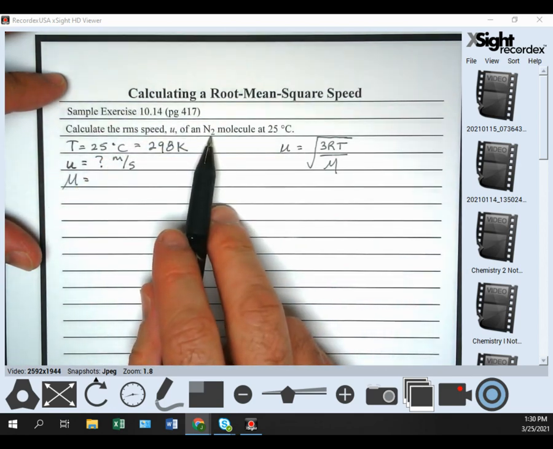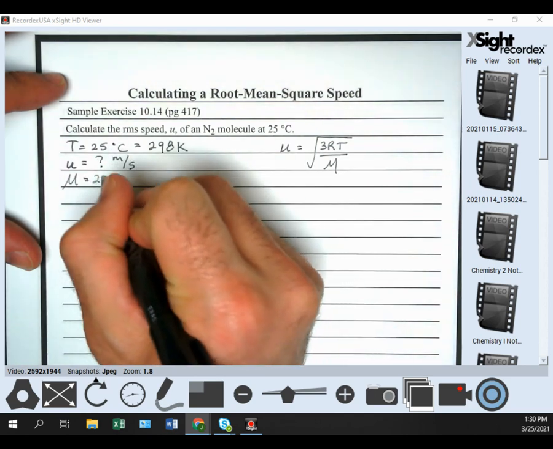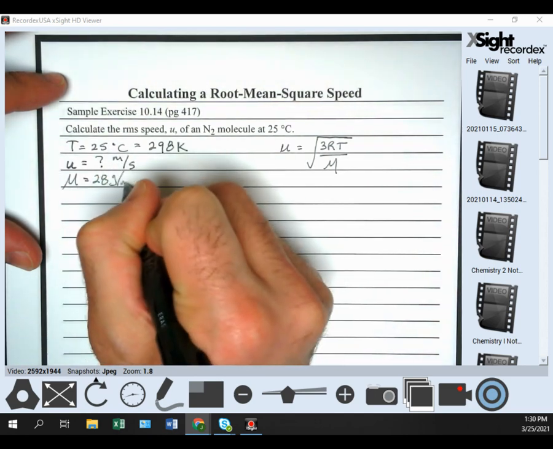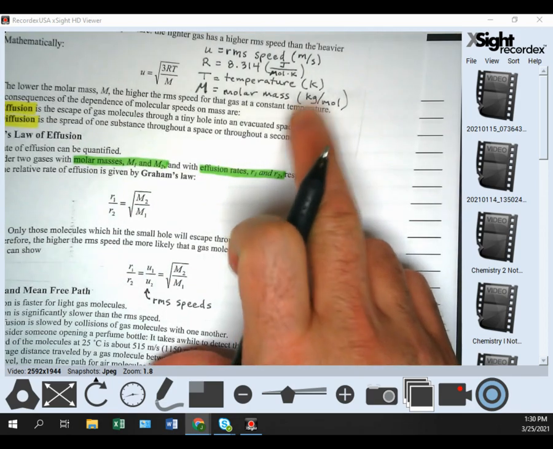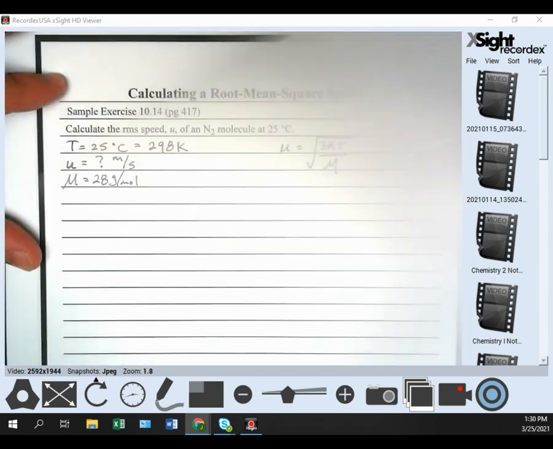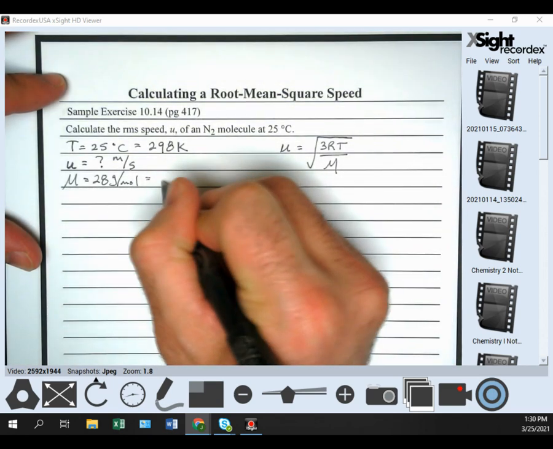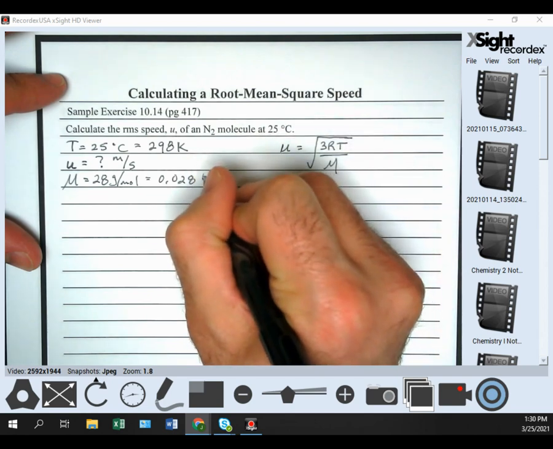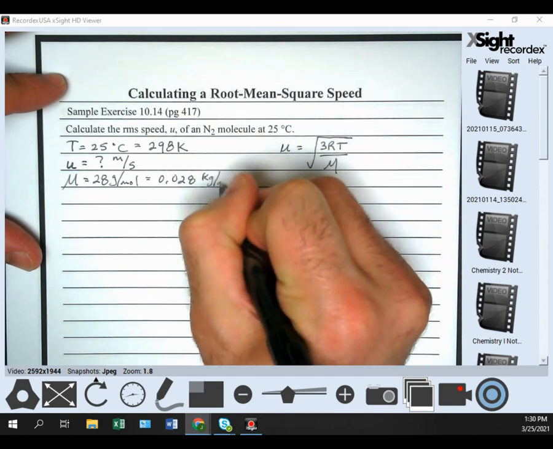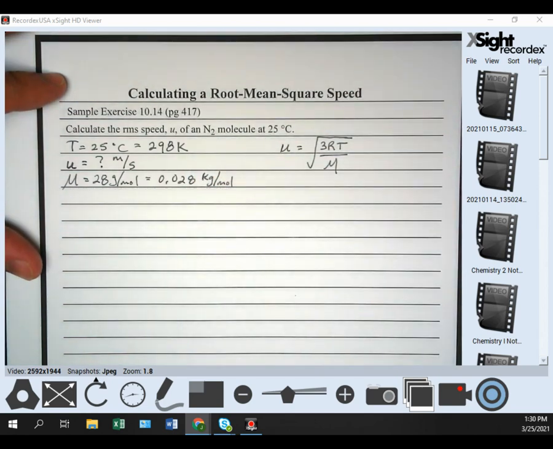So the molar mass for N2, yep, is 28 grams per mole. But remember, we want that in kilograms per mole, right, for this specific equation. So we're going to move the decimal 3 to the left, so we get, yep, 0.028 kilogram per mole. Good.